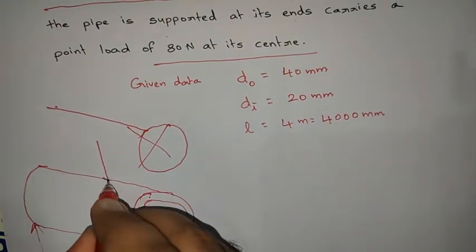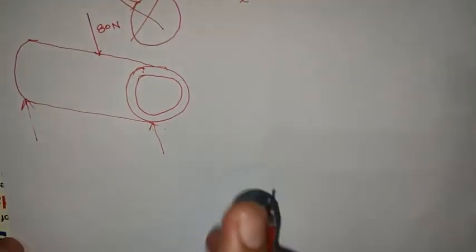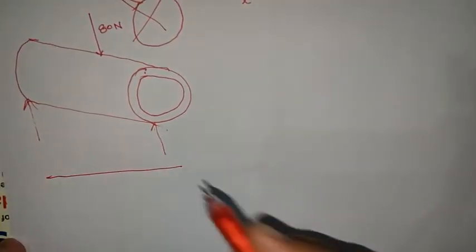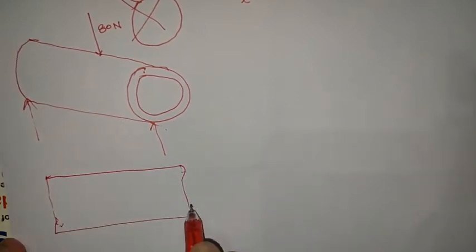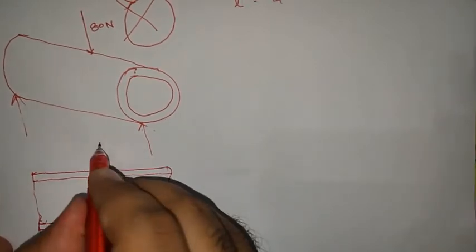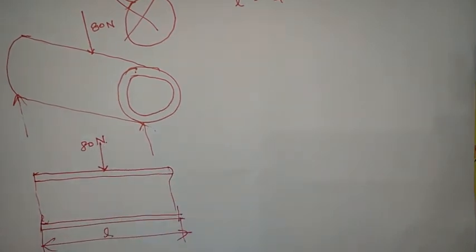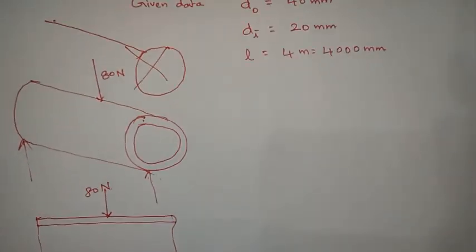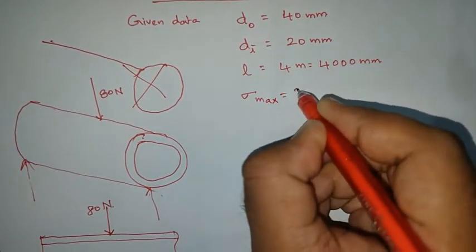Center lో మనకి 80 newtons of load అనేది యాక్ట్ అవుతుంది. So if you draw a 2D diagram, then it will be like this. Okay, so this is the external diameter and this one is the internal diameter, and this is the length of the beam, and it carries a point load at the center, that is 80 newtons. So he is asking us to calculate the maximum stress, sigma max.